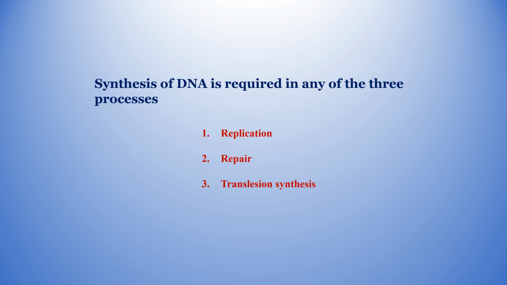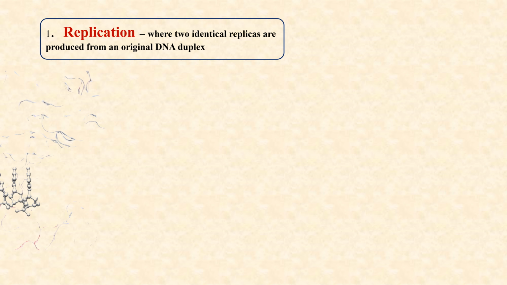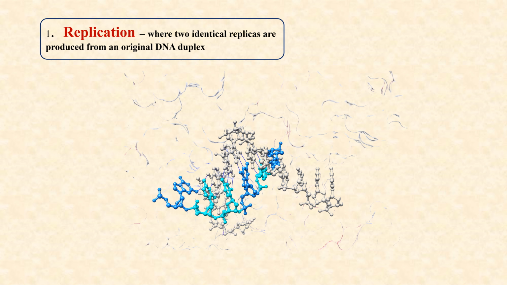Now, synthesis of DNA is required in any of these three cellular processes. Number 1, replication. Number 2, repair. And number 3, translesion synthesis. In replication, two identical replicas are produced from an original DNA duplex. Here, we see the ongoing activities based on one of the two original strands. Deoxyribonucleotides, or dNTPs, which are the building blocks, are added one after another to the growing complementary strand.